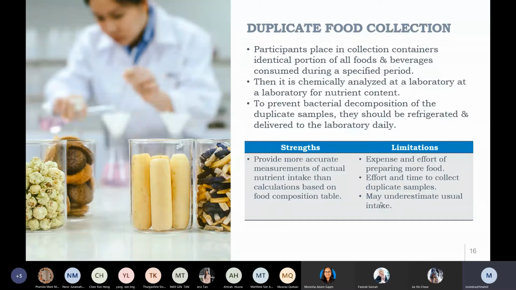Okay, the strength is it provides more accurate measurement of actual nutrient intake than estimation based on a food composition table. So when we collect a food frequency questionnaire or diet recall or diet records, when we are converting it into nutrients, we use a food composition table. But in duplicate food collection, we actually analyze the nutrients in the lab. So we will get the actual amount of fat in grams in the diet, the protein in grams in the diet, and the vitamins, minerals, and so on.